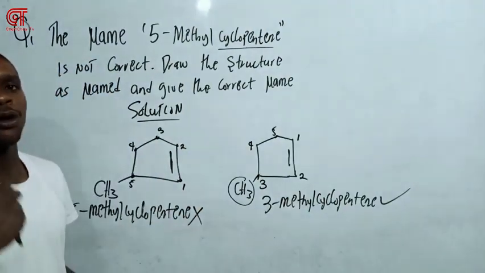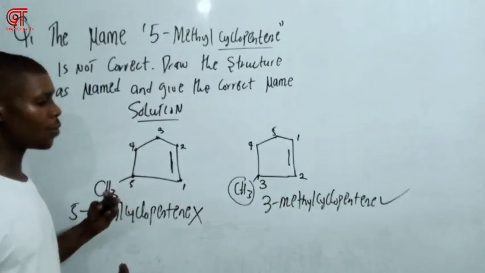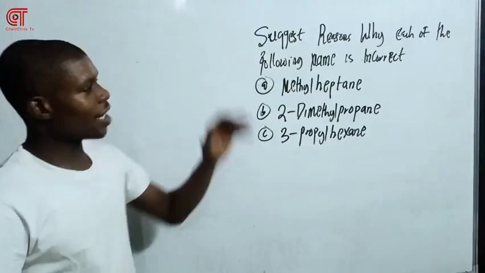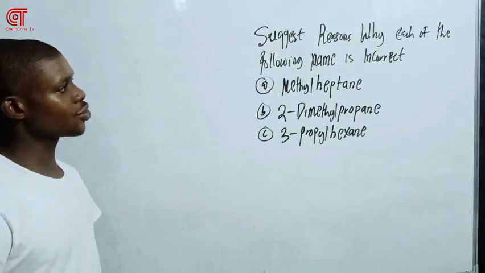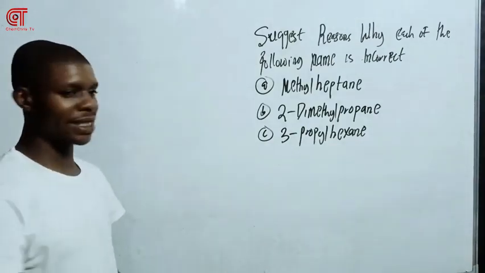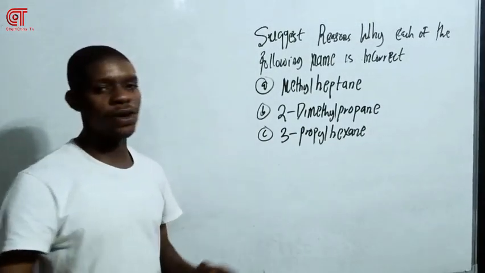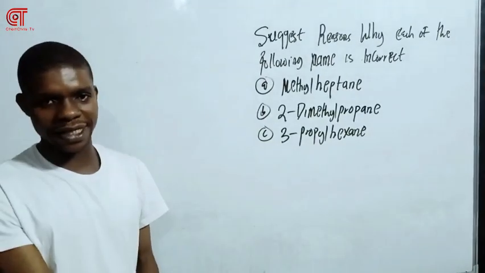If I want to solve more questions, let's look at the next question. This is a type of question you should be expecting. It says, suggest a reason why each of the following names is incorrect. So we have been given incorrect names, and they ask why each is incorrect, and you give the correct name.